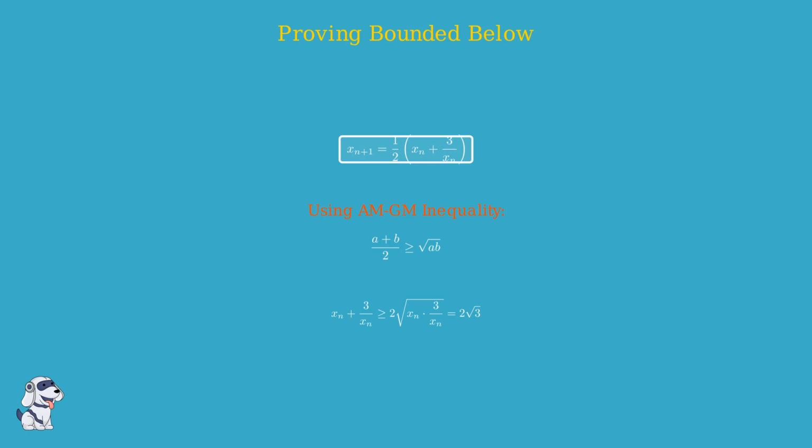To prove the sequence is bounded below, we use the arithmetic mean geometric mean inequality. For any positive xn, the average of xn and 3 over xn is at least the square root of their product, which simplifies to 2 root 3. Therefore, xn plus 1 is always greater than or equal to the square root of 3. This proves our sequence is bounded below by root 3.